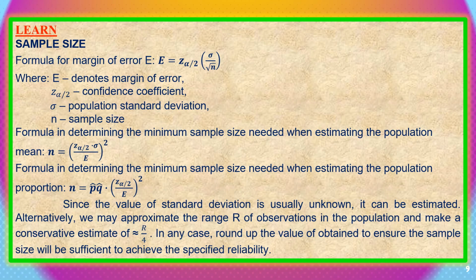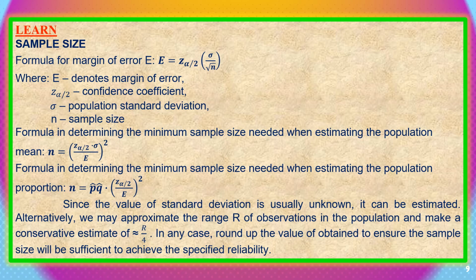For the sample size, you have the formula for the margin of error. So you have E equals Z sub alpha over 2 times standard deviation over square root of n. E denotes the margin of error. Z sub alpha over 2 is the confidence coefficient. Sigma is the population standard deviation. And n is the sample size.